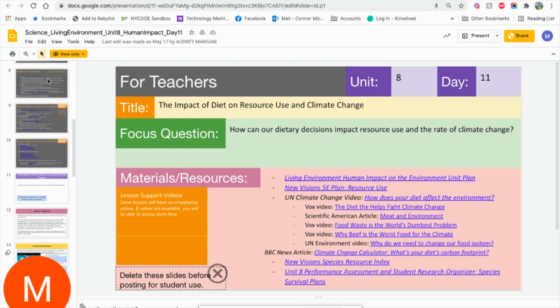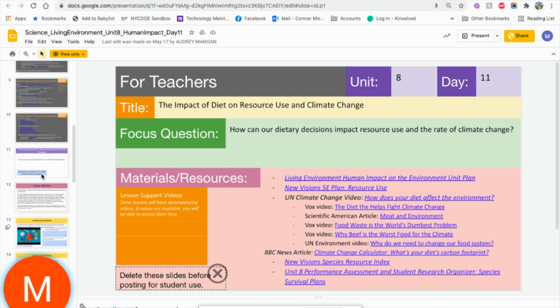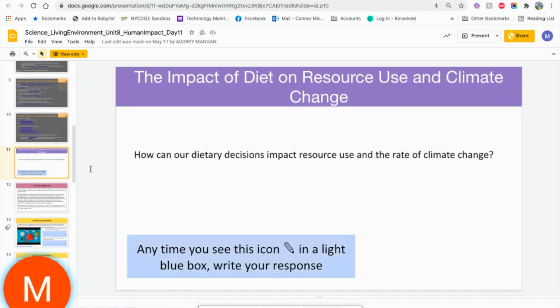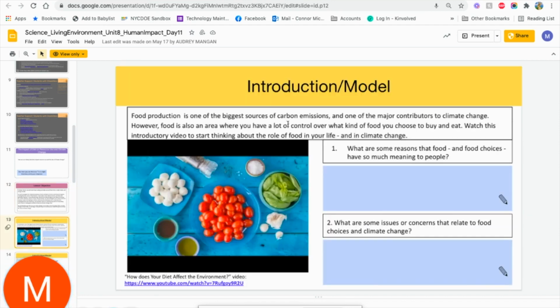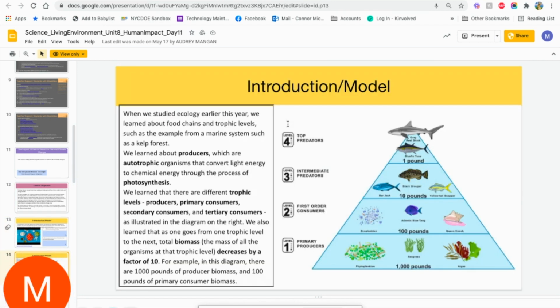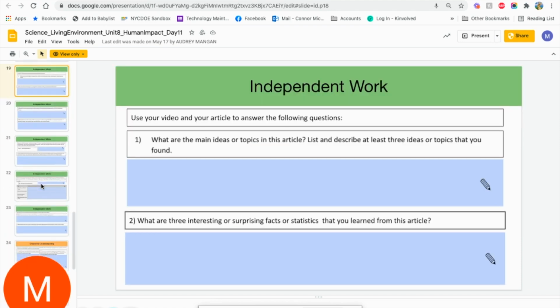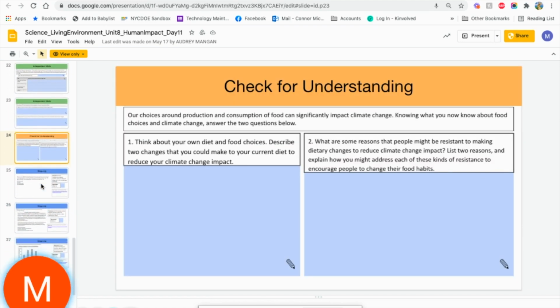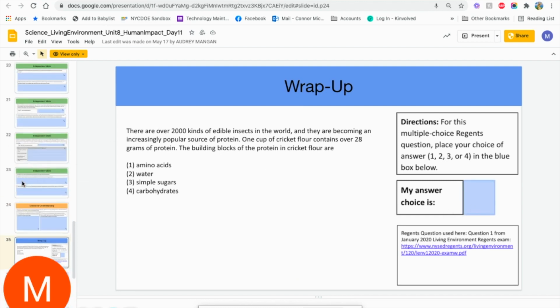So remember, our black slides are for teacher use only and can get deleted out. The purple slide is our question for the day. Our lesson objective is in pink. The instructional models are in yellow. Independent work is in green. Check for understanding is in orange. And our blue heading is our wrap up. Anywhere there's a blue box is where the students can type.